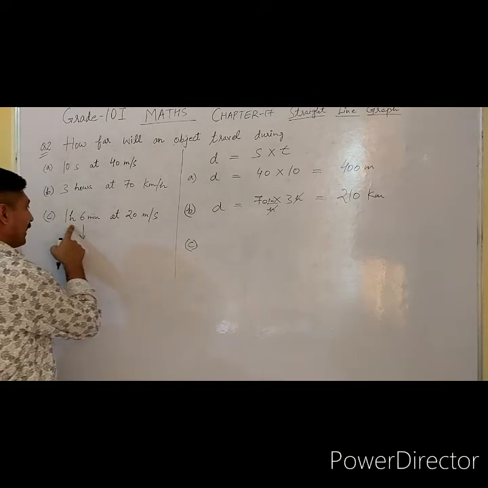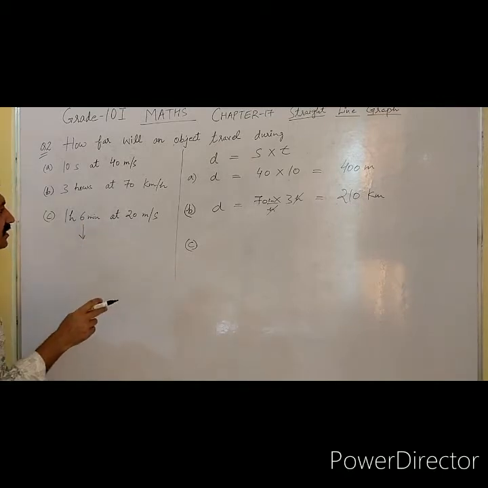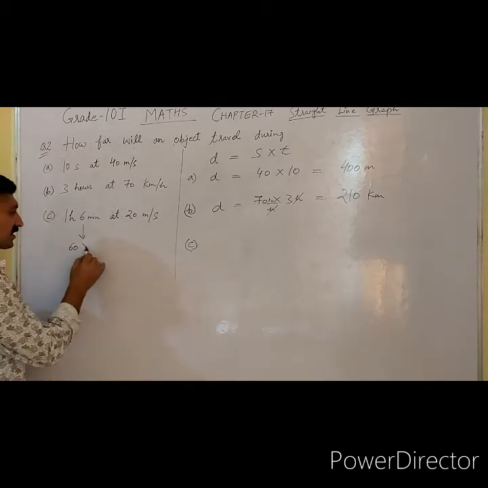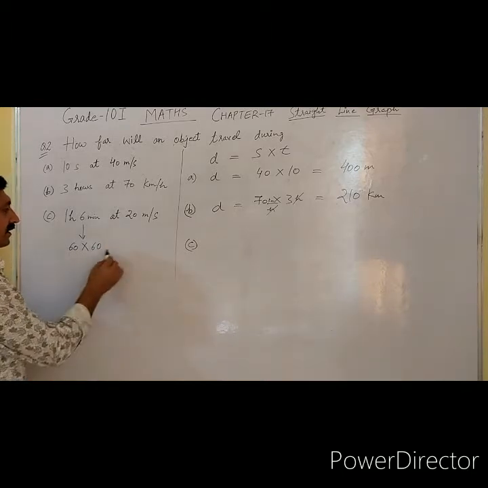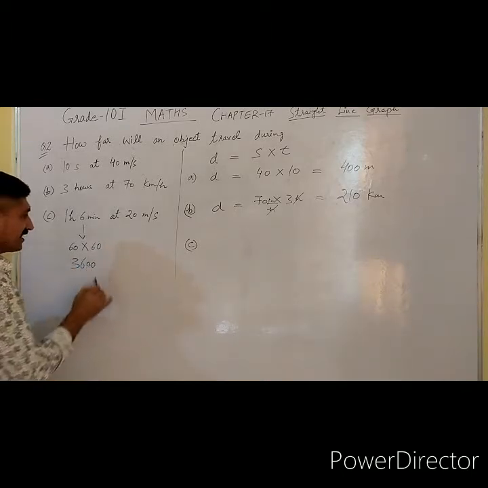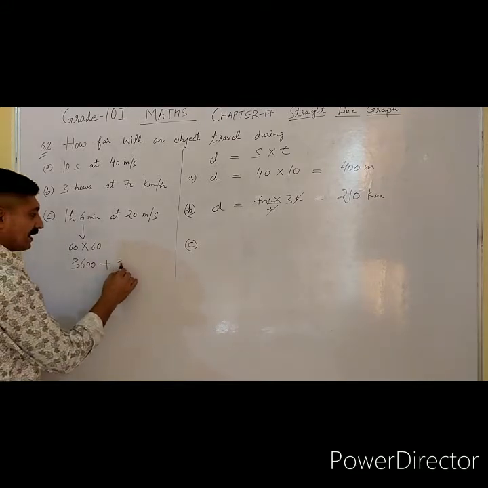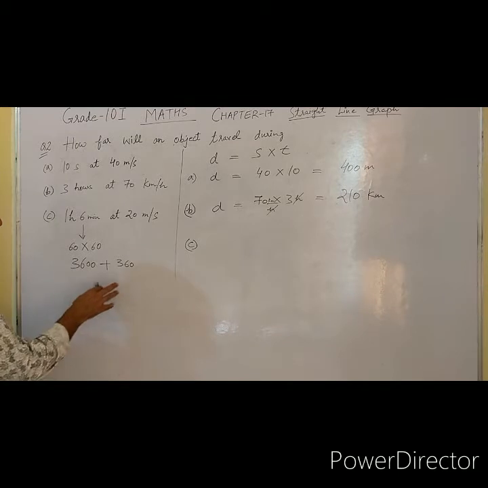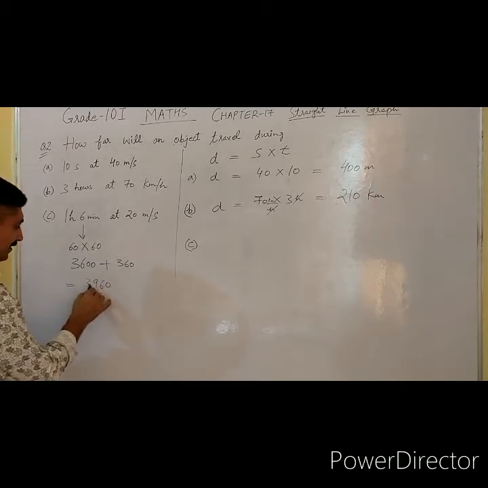So in 1 hour and 6 minutes, we have 1 hour equal to 60 minutes. So 60 into 60 is equal to 3600 seconds, plus in 6 minutes we have again 360 seconds. So the total we have to add is 3960 seconds.